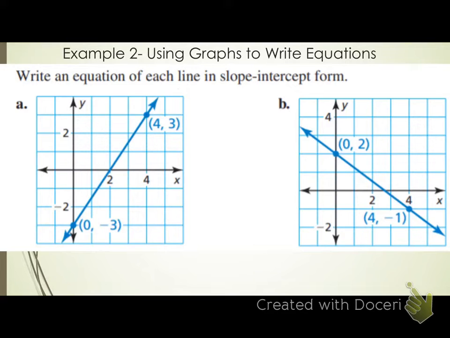Letter B. Raise your hand if you can help me find the slope. Do you want to use rise over run or the slope formula? The triangle thing, whichever one. Rise over run. Let me draw my triangle real quick.